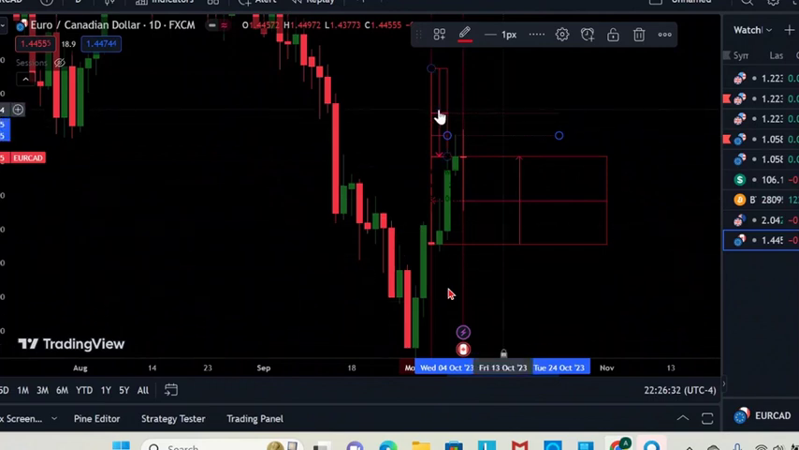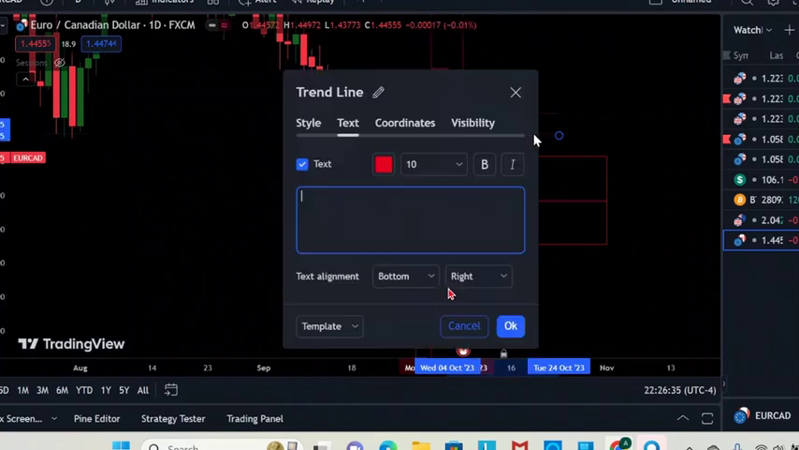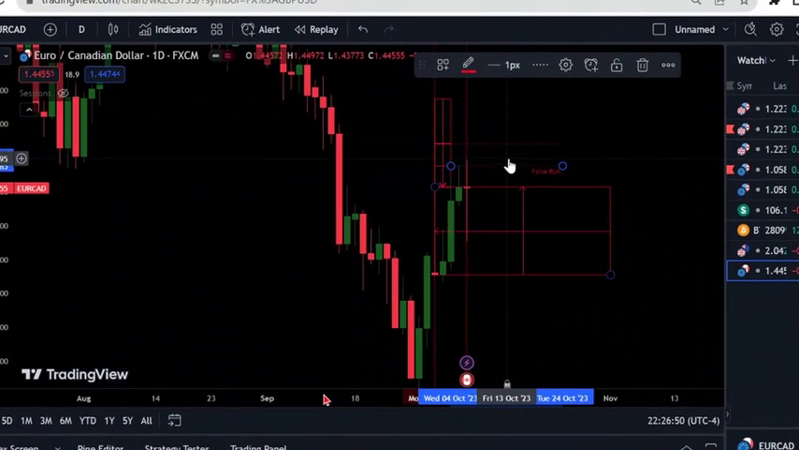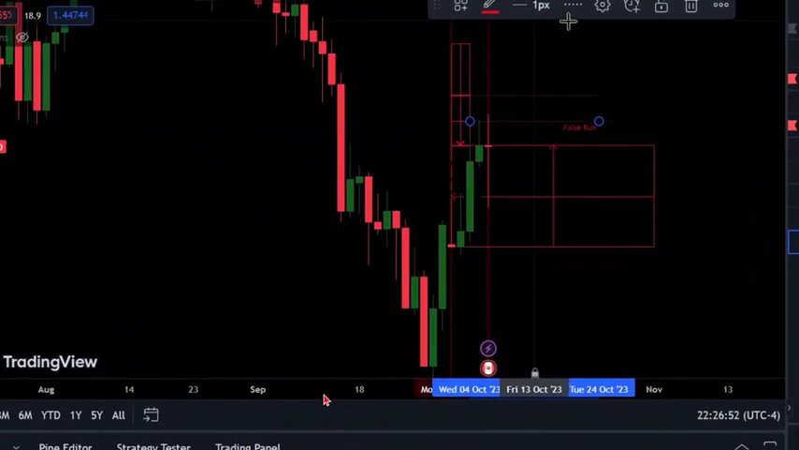Yeah, you can make that false run a solid line, just to differentiate the two of them. Yeah, I'm excited to see what this divergence is gonna say.